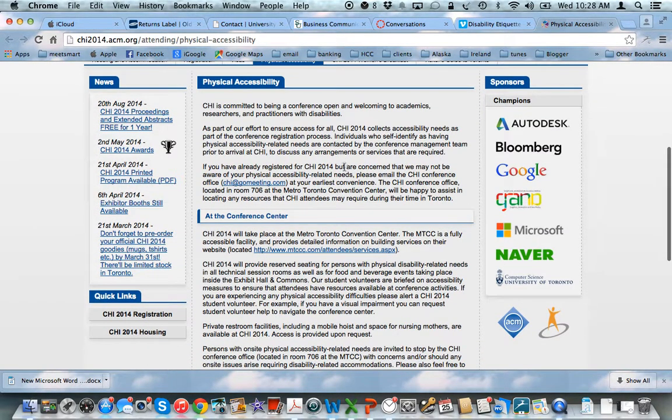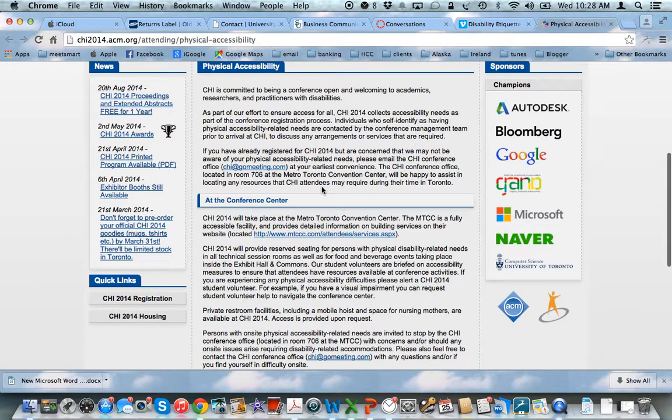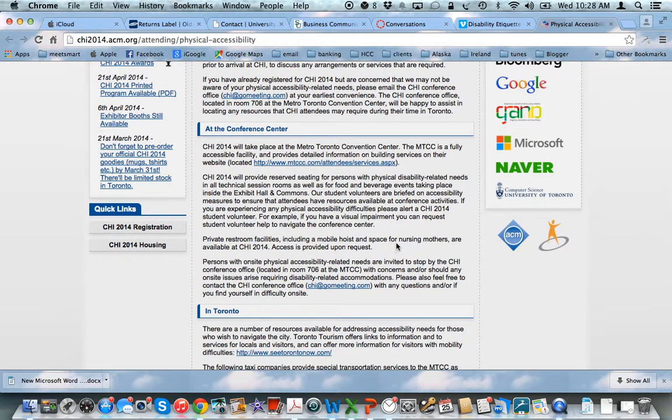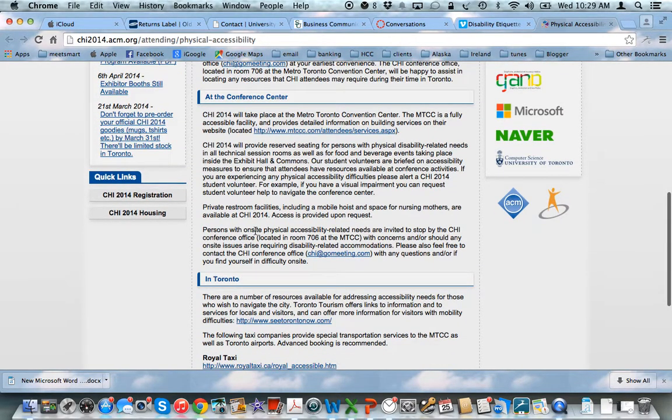And so we said, we've already collected the information. If you've registered but you're concerned that we maybe aren't aware of your needs, please email us, and that's our conference office email address. At the conference center, we provided some information about how to get around the building. We indicated that we would provide reserved seating, the private restroom facilities. We also invited them to stop by our conference office.